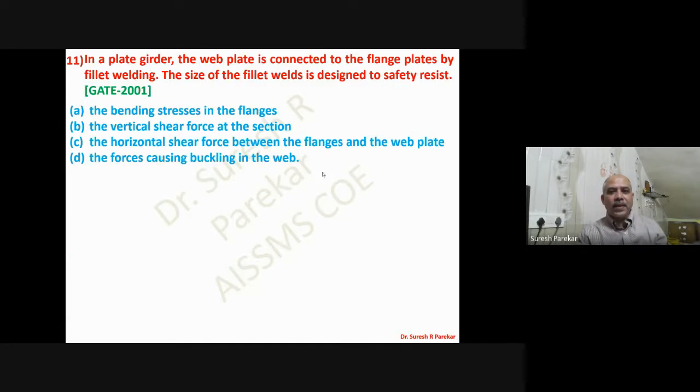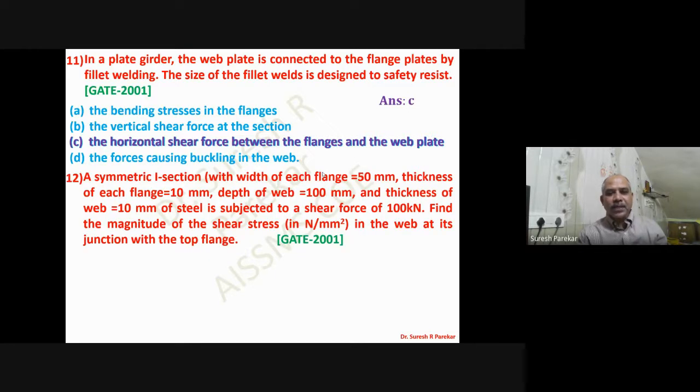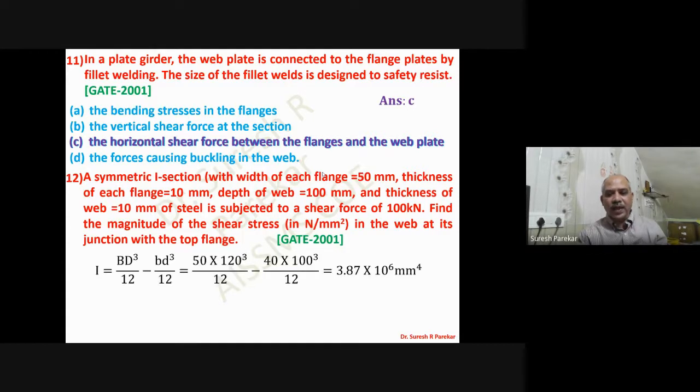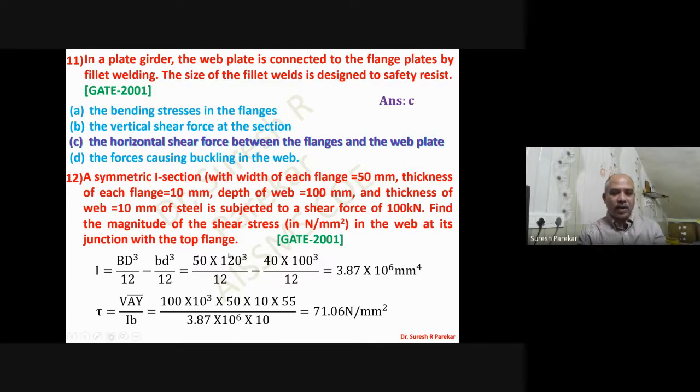Then in a plate girder, the web plate is connected to the flange, and the size of fillet weld is designed to safely resist the horizontal shear force between the flanges and the web plate. Option is C. Now a symmetrical I section is given, and we have to find out the magnitude of shear stress in the web at the junction with the top flange. So we are going to get it in this way. If we draw the I section and solve this, then we have BD cube minus bd cube. And from this we will get answer 71 Newton per mm square.